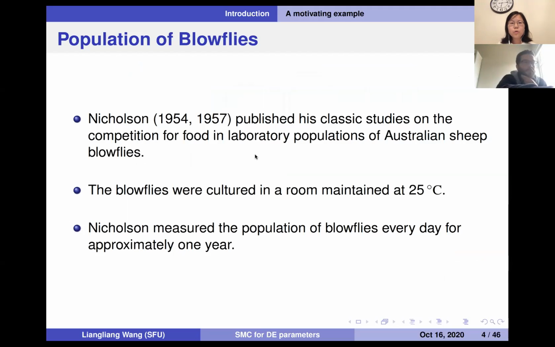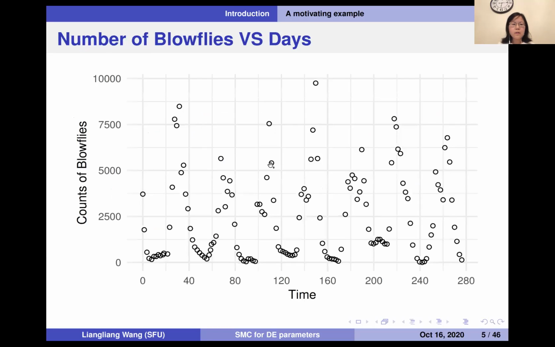Let me first give you a motivating example. Nicholson published his classic study on the competition for food in lab populations of Australian sheep blowflies. The blowflies were cultured in a room maintained at 25 degrees Celsius. He measured the population of blowflies every day for approximately 1 year. So this is the data. Basically, we have the counts of blowflies versus time in the unit of days.